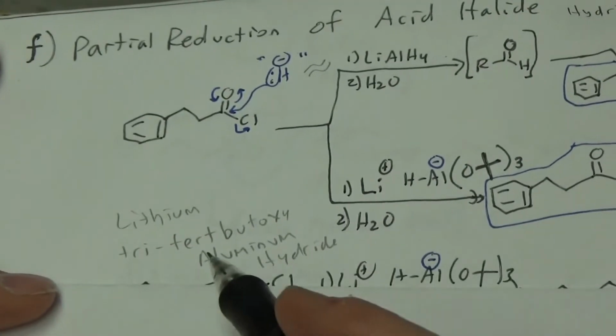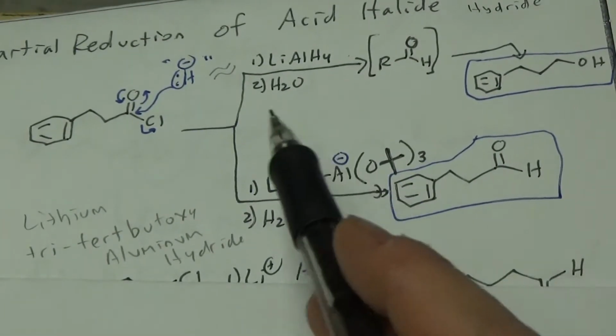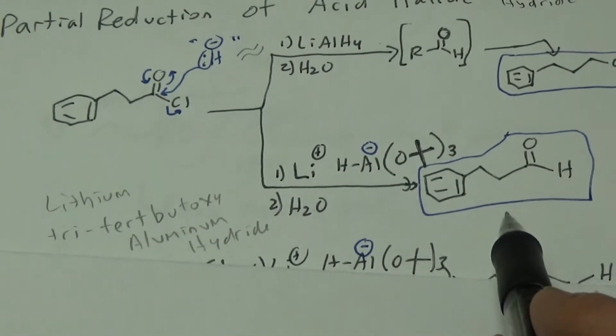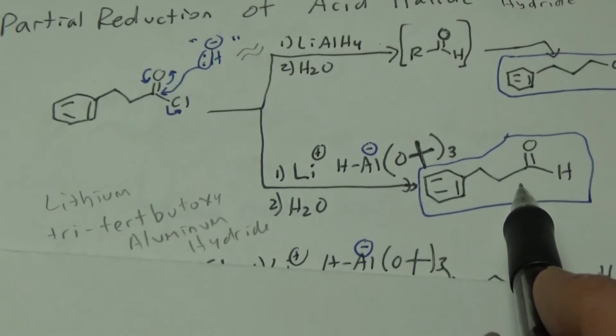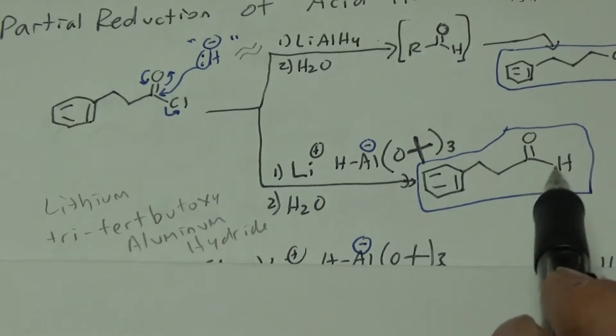That's what it is, right? Lithium tri-tert-butoxy aluminum hydride. But the thing is that it does stop at the intermediate point. And that's great, because if you need an aldehyde, we can totally make it from an acid chloride. And of course, there's 1,000 things we can do with aldehydes, right?